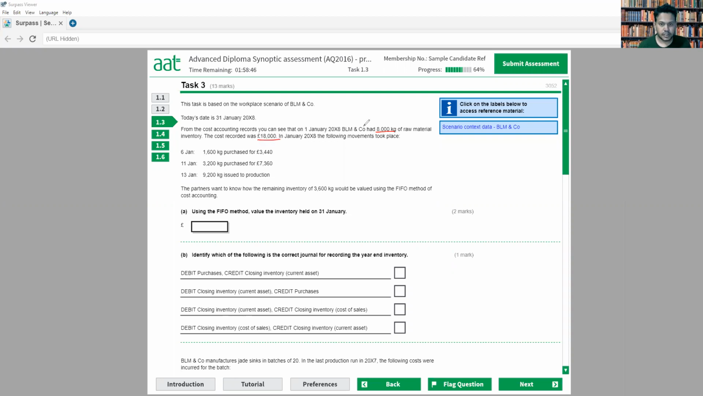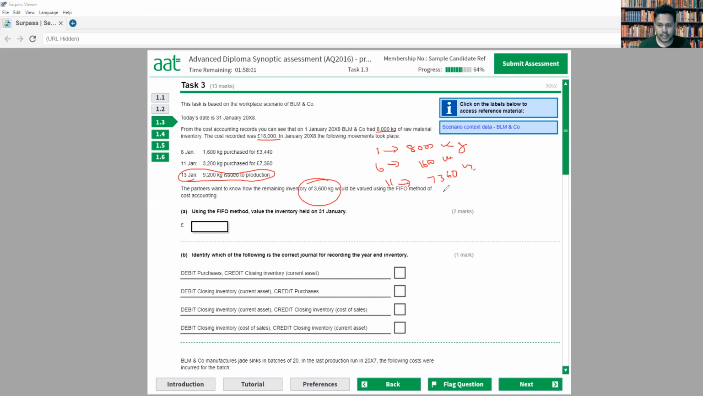So what happened from the 1st of January? I buy more. Let's say on 1st of January, I had 8,000 kilos. And on 6th of January, we purchased another 1,600 kilos. So it should increase. On 11th of January, we purchased another 3,200 kilos. And on 13th of January, there was an issue. This is the question mark here. So we need to find the value, how much is the issue. The partner wants to know the remaining inventory. They're asking what is the value of the closing inventory.